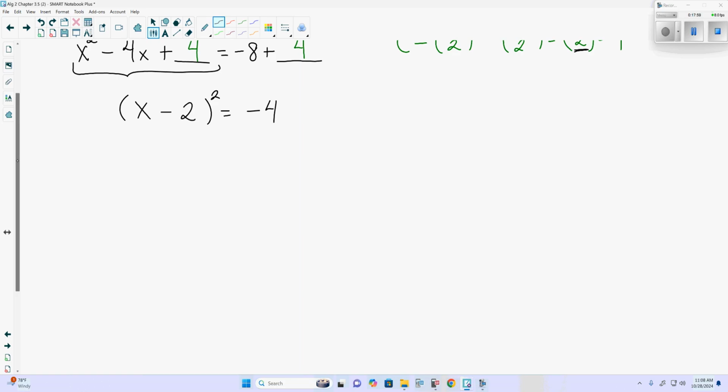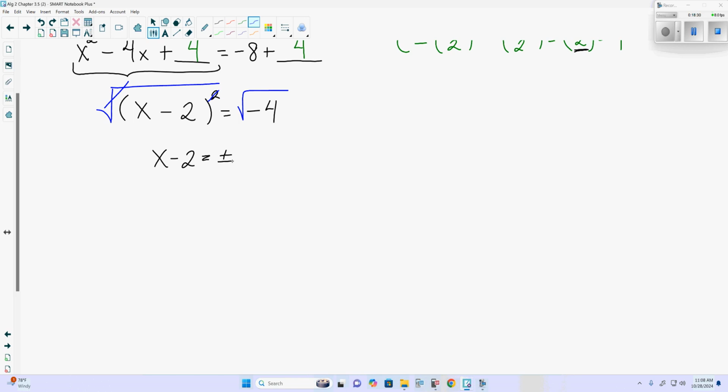Questions on this here? Now at this point here, we do need to solve. So the next thing we can do is take the square root of both sides. And on the left-hand side, our square root and square will cancel, leaving us with x minus 2 is equal to plus or minus.